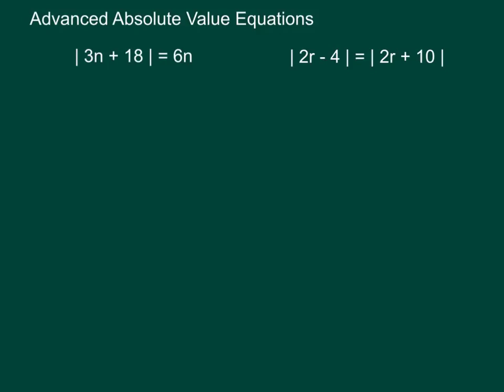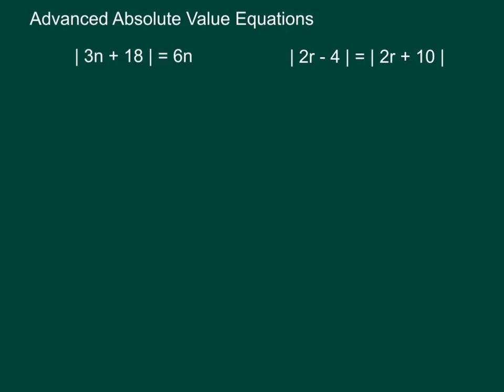Alright, so here are two advanced absolute value equations. The one on the left is advanced because the right side of the equation is not just a number, but actually a variable. And the right equation is advanced because there are two absolute values. I'm just going to take a look at these. We're not going to do too much of them, but I want you to be exposed to them.